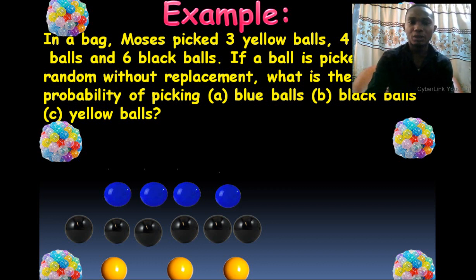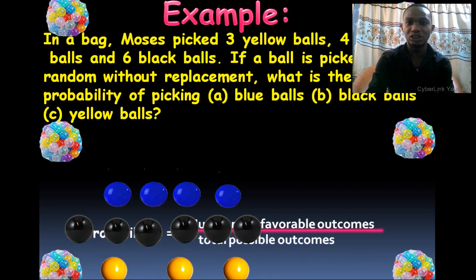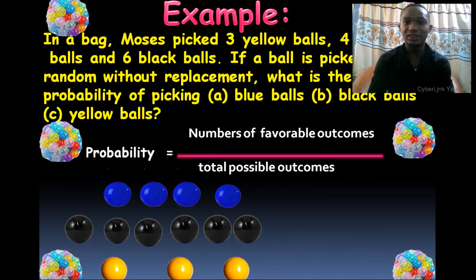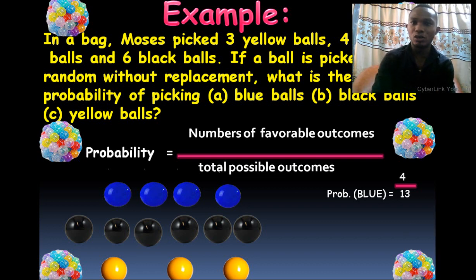Remember, the probability of picking the first one, which is the blue balls, is equal to the number of favorable outcomes divided by the total possible outcomes. Now, the probability of getting the blue balls: we have 4, because we have 4 balls, divided by what? 13. Then for you to pick the first ball, the total number still remains the same.